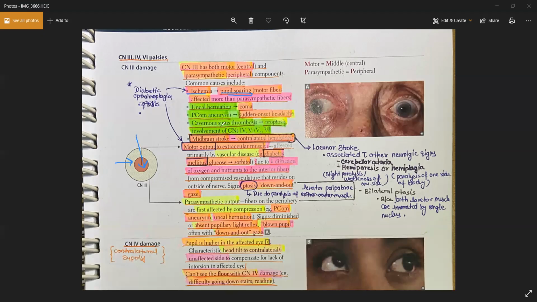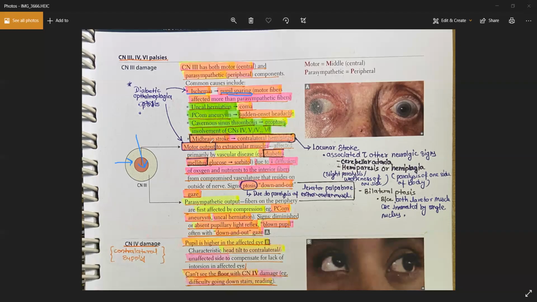Don't worry. You can have a midbrain stroke, and with the midbrain stroke, because this whole nucleus is present in the midbrain, you can have a contralateral hemiplegia, along with this down and out movement of the eye. And the bilateral ptosis will be there.